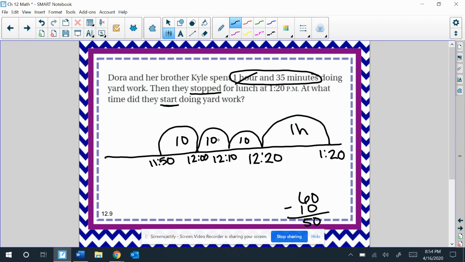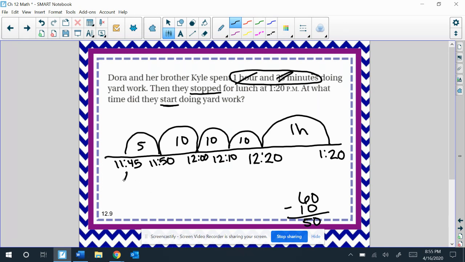Well, 10, 20, 30. I need 35. So now I need to go back by 5. I have some minutes here, so I'm going to do 5 minutes, subtract the 50. I did not touch my hour. 5 subtract 50 is 45. Let's make sure I did all of the time. I have 1 hour, good. 35, so 5 or 10, 20, 30, 35. Good there. So what time did they start doing yard work?